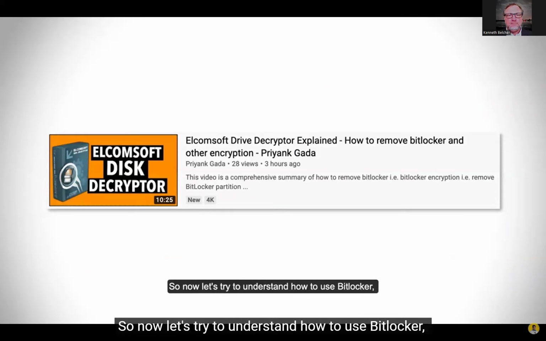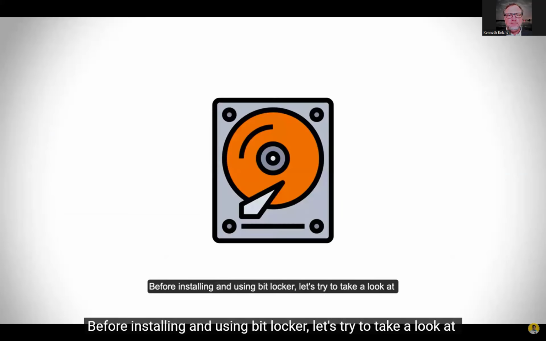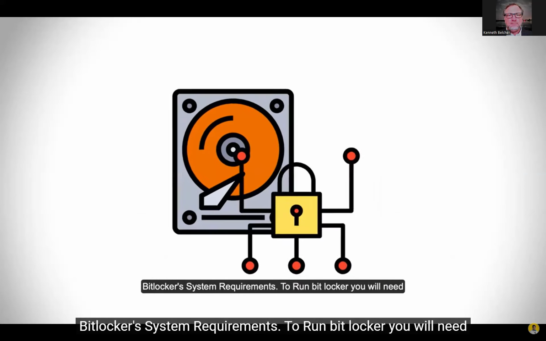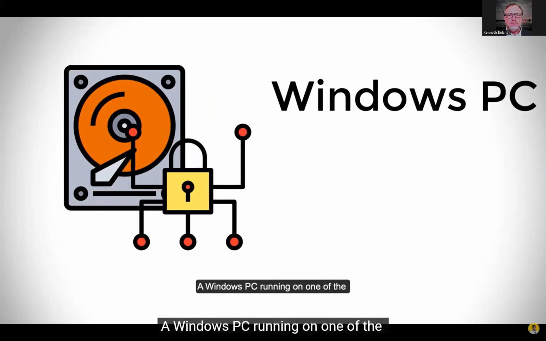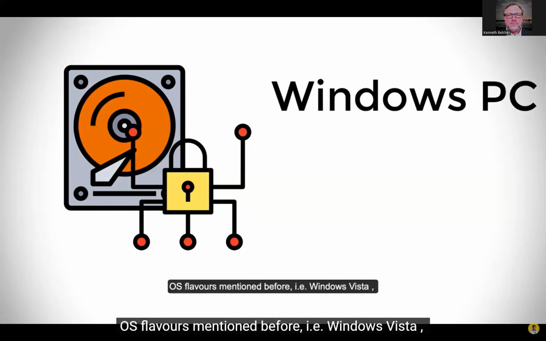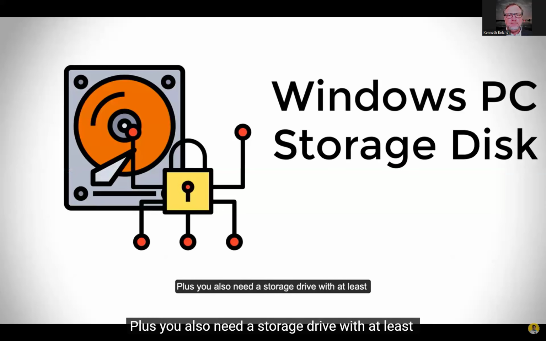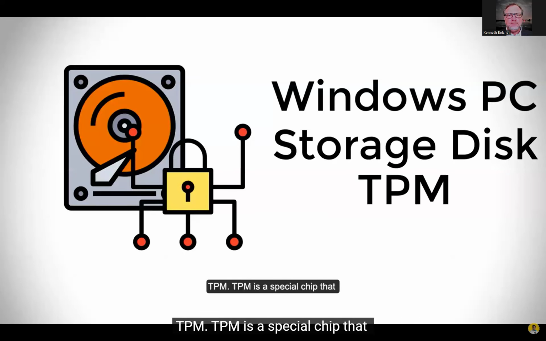So now let's try to understand how to use BitLocker, and before installing and using it, let's take a look at BitLocker's system requirements. To run BitLocker, you will need a Windows PC running on one of the OS flavors mentioned above, that is Windows Vista or above with Enterprise, Ultimate or Pro Edition. Plus, you also need a storage drive with at least 2 partitions and a Trusted Platform Module, that is TPM.